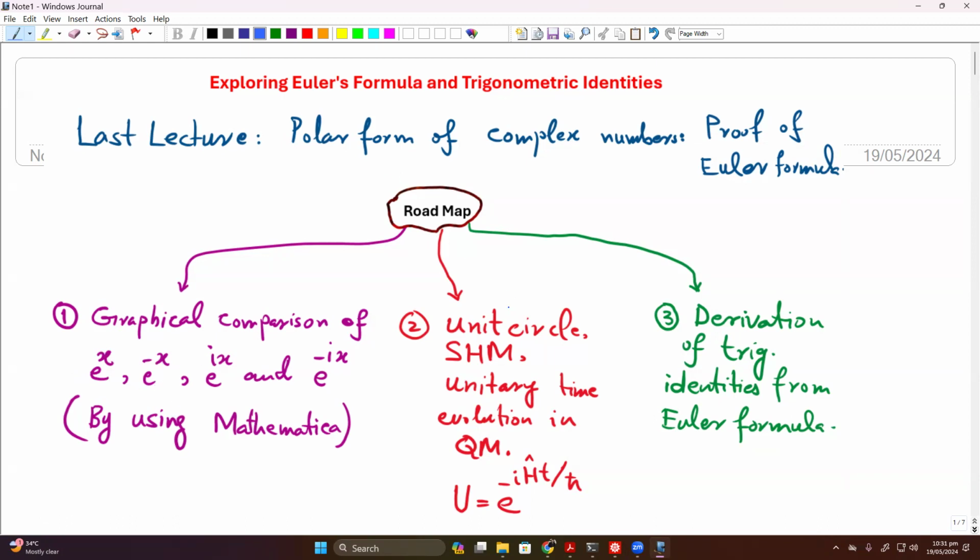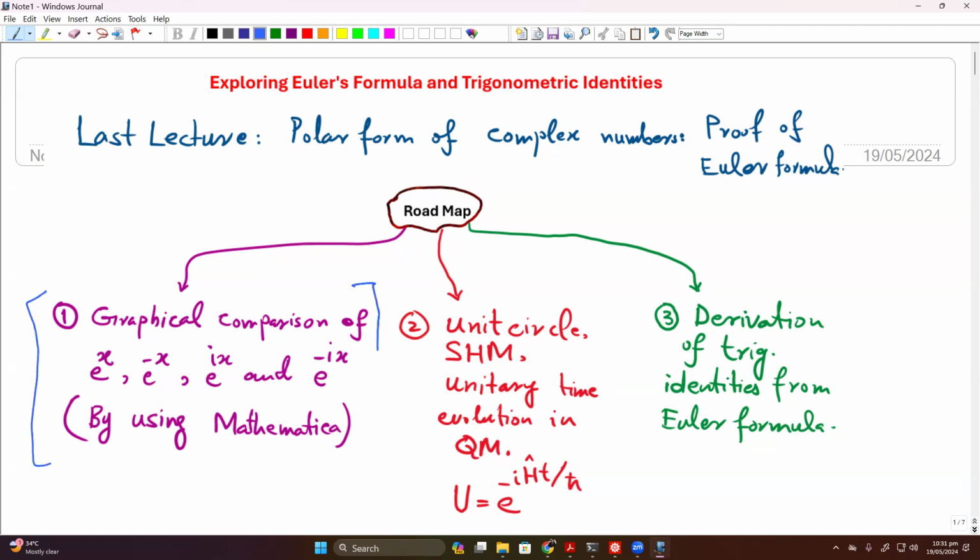And then after this, we'll try to build a connection between Euler's formula, the unit circle, simple harmonic motion, and uniform circular motion. And we will briefly describe the unitary time evolution in quantum mechanics, because its form is very closely related to Euler's formula. And finally, we'll derive some of the trigonometric identities. So let's begin with this part of the lecture.